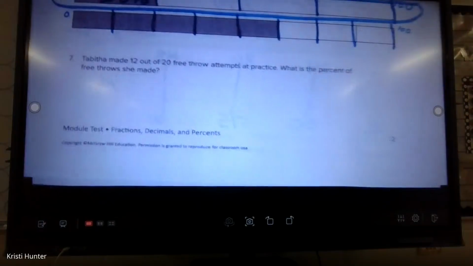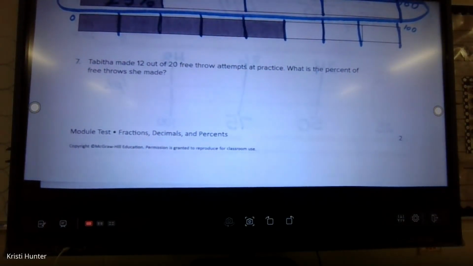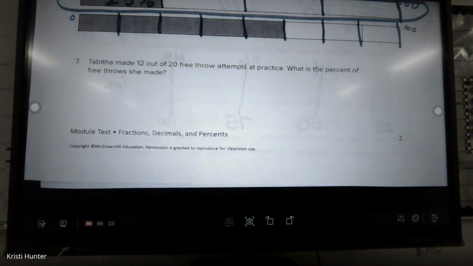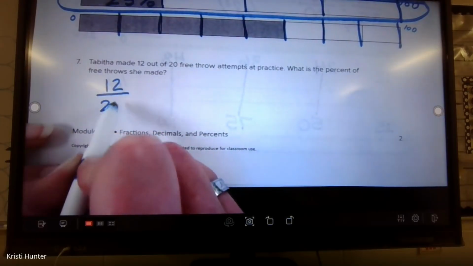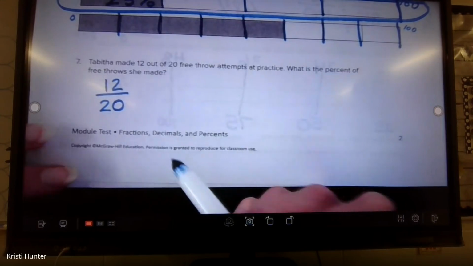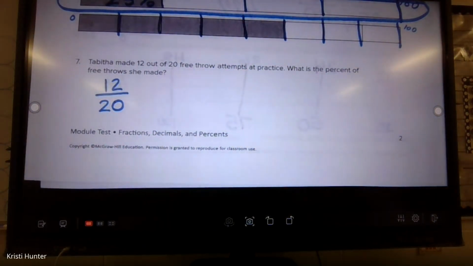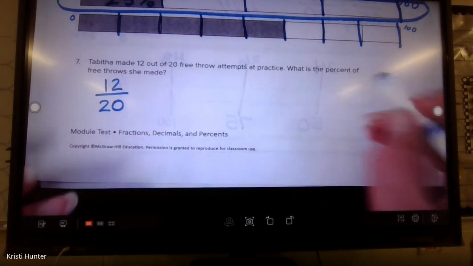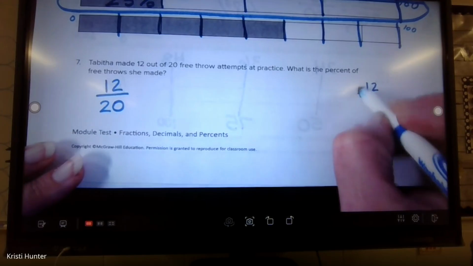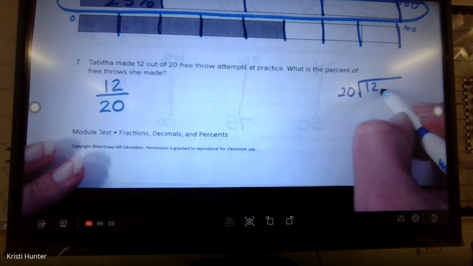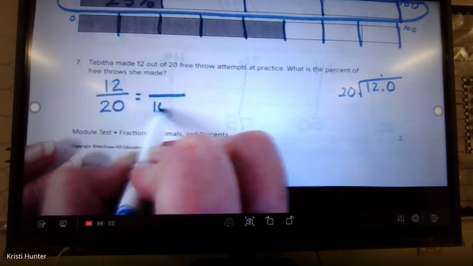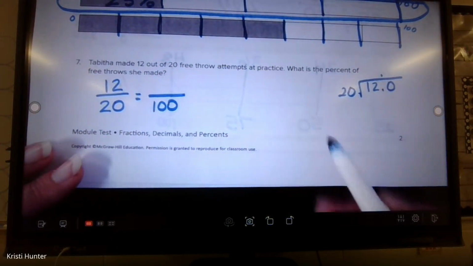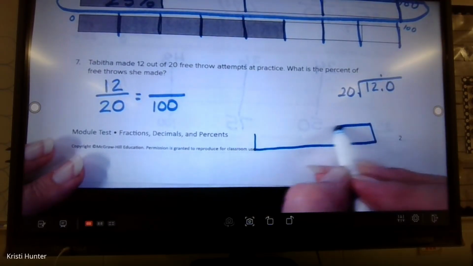All right, and the last question on this page, Tabitha made 12 out of 20 free throw attempts at practice. What percent of the free throws did she make? So here we go. My fraction looks like this, 12 out of 20. I've got lots of strategies I can use here. I can divide if I want to and take 12 and divide it by 20 and see what I get. I could try to turn this into 100, or we just did bar diagrams.